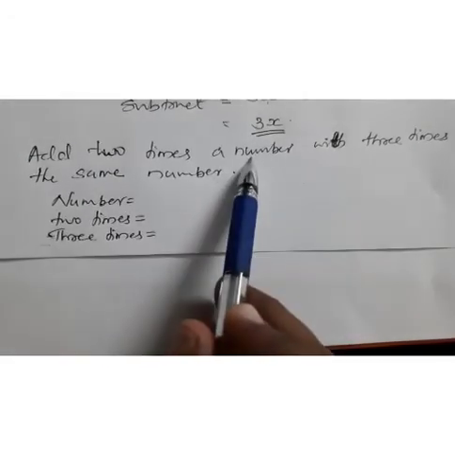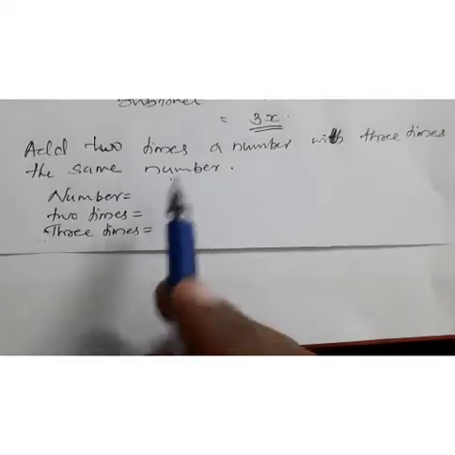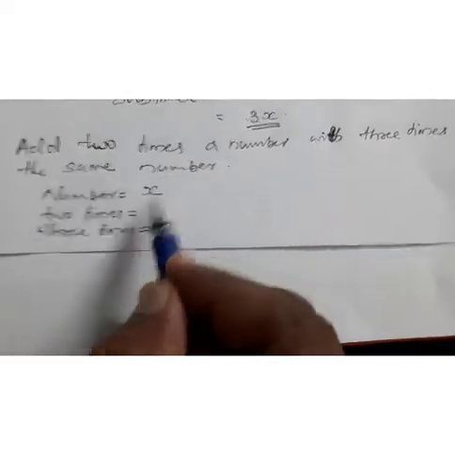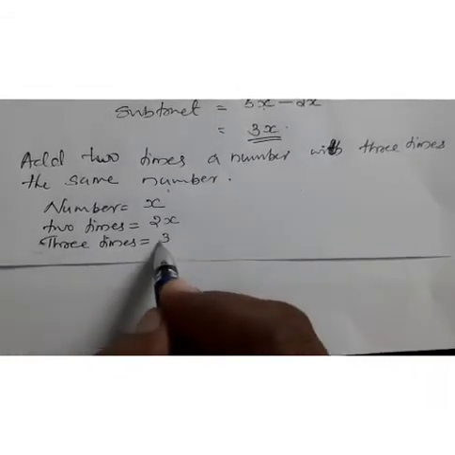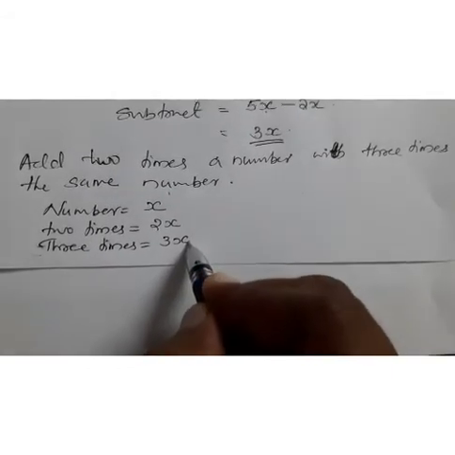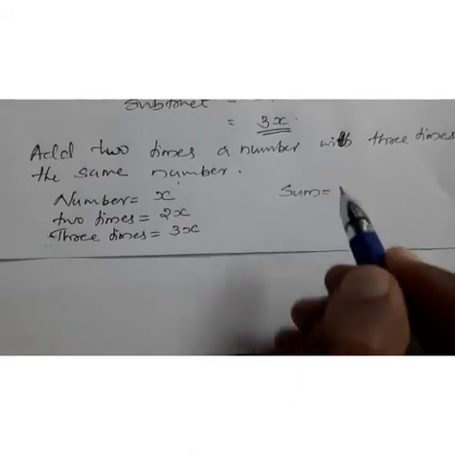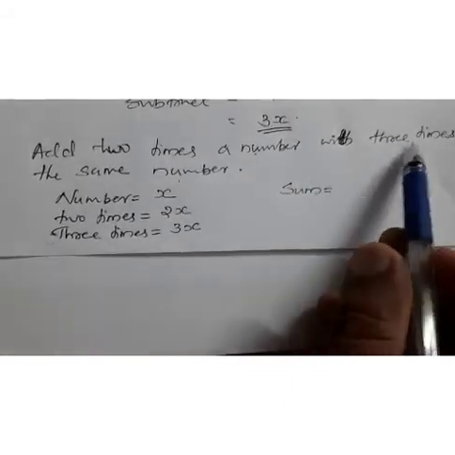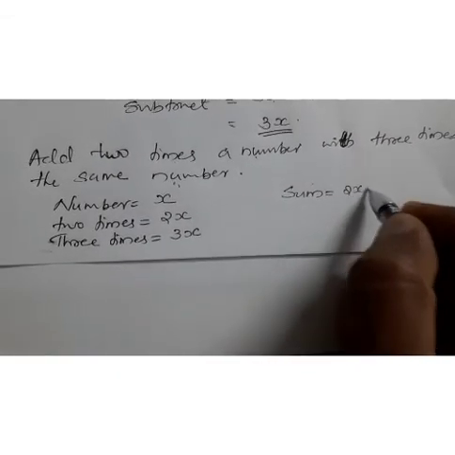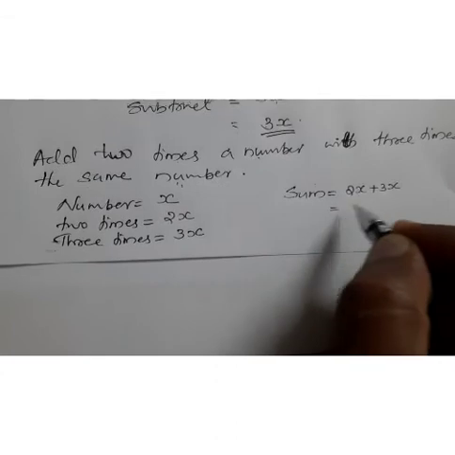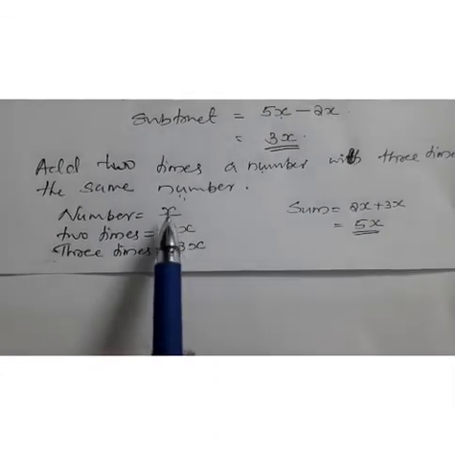Add 2 times a number with 3 times the same number. So take the number as x. 2 times the number means 2x. 3 times the number means 3x. Then what do you do? You have to add these two. So the sum is 2 times the number and 3 times the same number added: 2x plus 3x. How much? The answer is 5x.